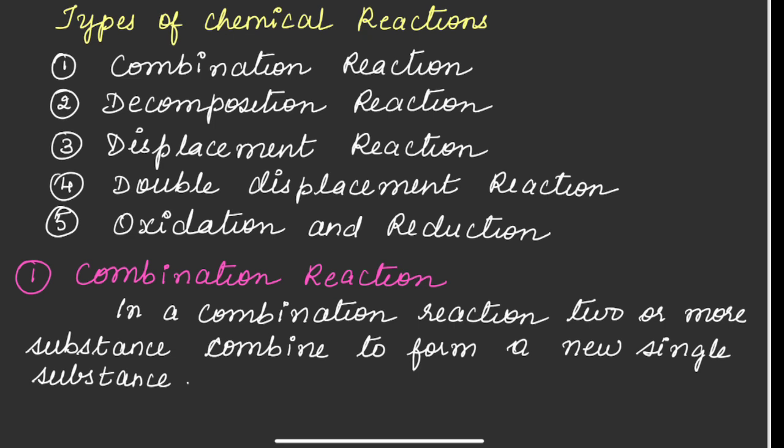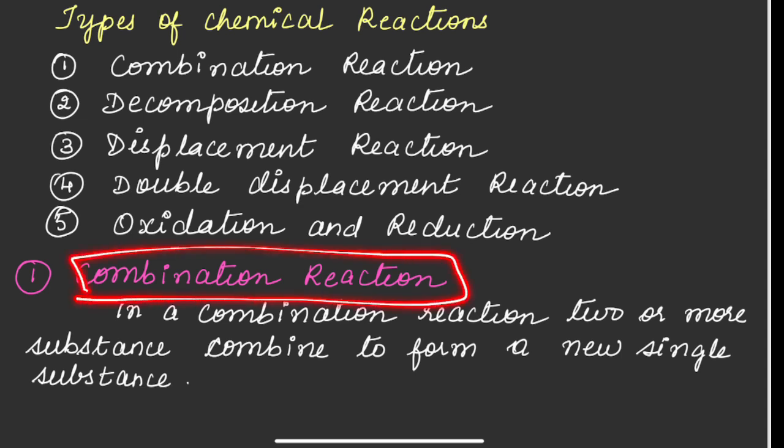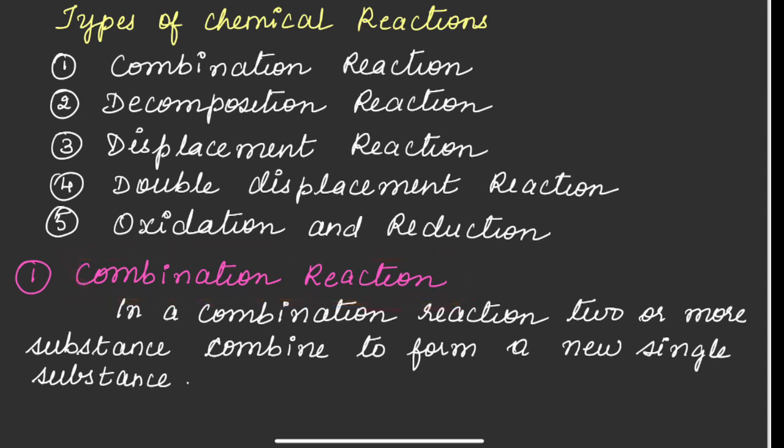In this video, we are going to see in detail the first type of chemical reaction, which is called combination reaction. In the previous video, we have studied that there are 5 types of chemical reactions. The first type is called combination reaction. Second is decomposition reaction. Third is displacement reaction. Fourth is double displacement reaction. And fifth type is called oxidation and reduction.